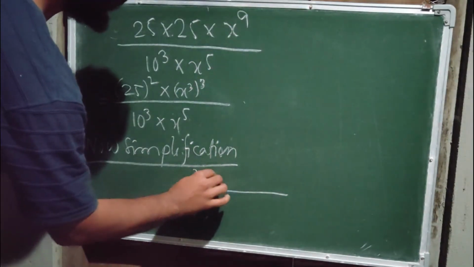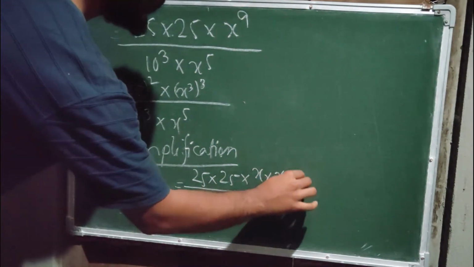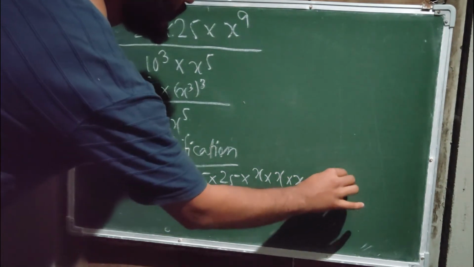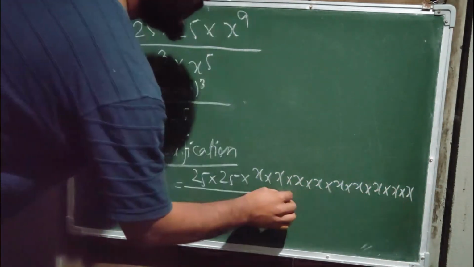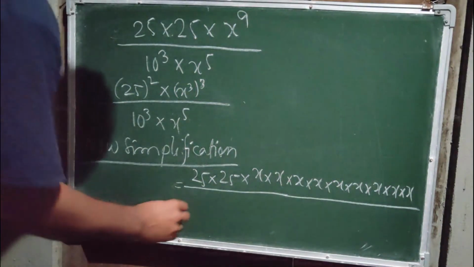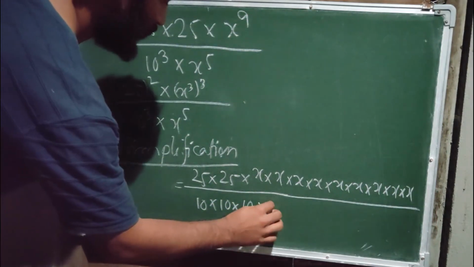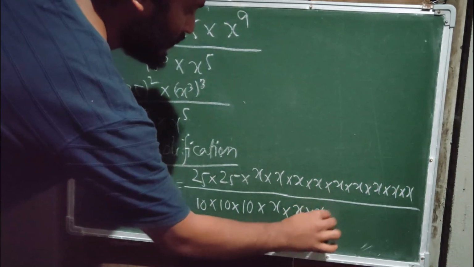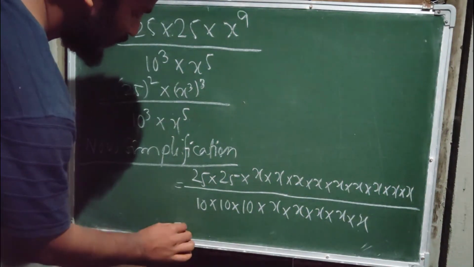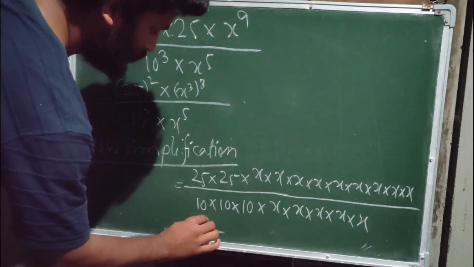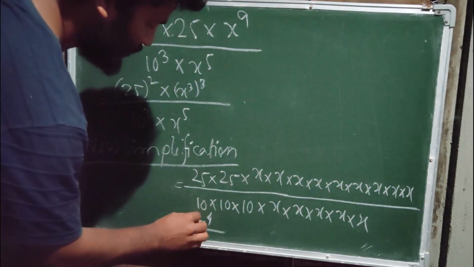So 25 into 25 into x we have to put 9 times, 10 we have to put 3 times, again x we have to put 5 times. So our answer will be 5x⁴ by 8.